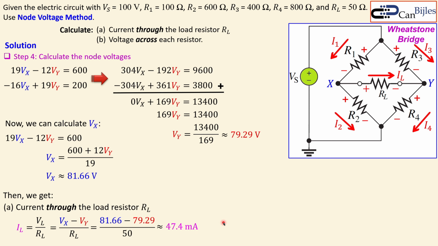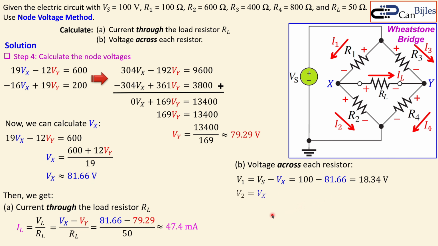That's for A. Now for B, we need to calculate the voltage across each resistor. Now let's start with the V1. V1 is Vs minus Vx. Vs is 100 minus 81.66. You will get 18.34 volts. V2, this one is just Vx, because Vx minus 0 is this voltage.